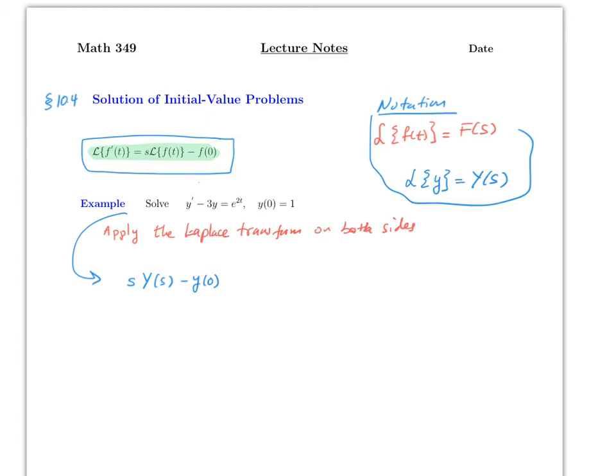All right, so let me color code this so that you can follow this part. The Laplace transform of y prime is this. Now the Laplace transform of 3y is going to be minus 3 capital Y, and then the Laplace transform of e to the 2t, if we use the formula, is equal to 1 over s minus 2.